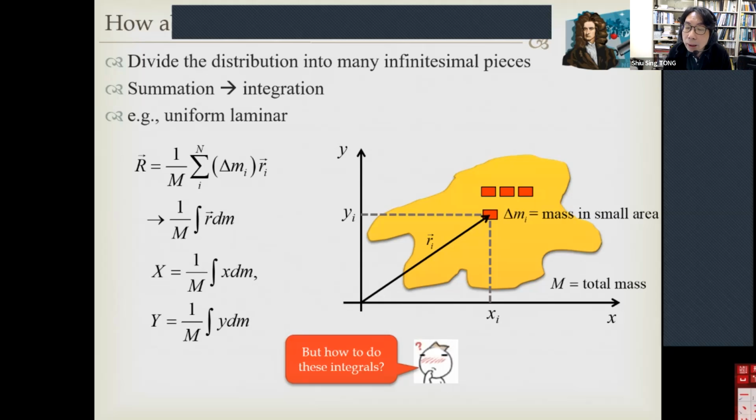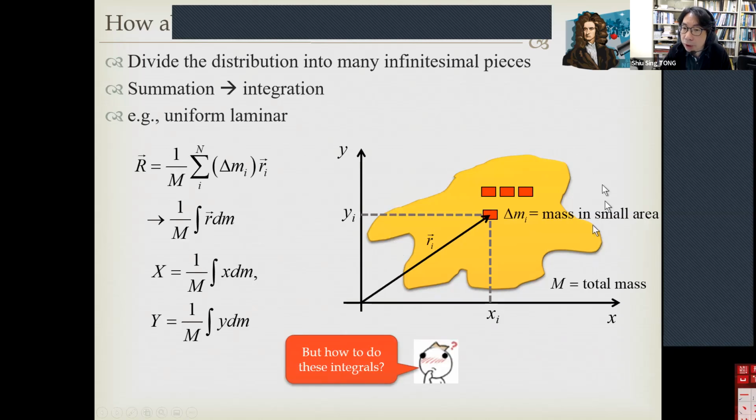So in order to transform the calculation of the center of mass from a discrete distribution to a continuous distribution, we have to make use of integration. Okay, integration is simply a continuous version of the summation. So when you divide a continuous system into infinitely many small pieces, you sum them all up together, and that forms an integration. Now let's see how we do it.